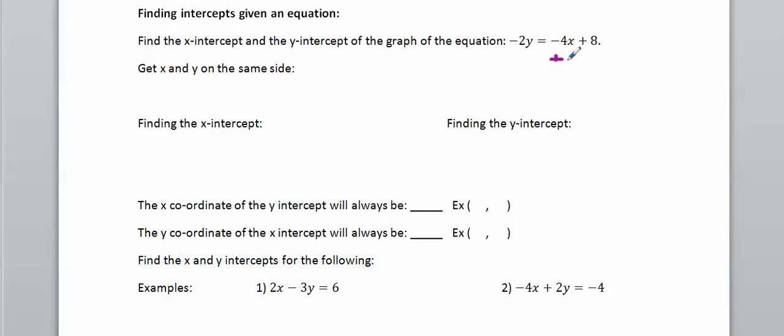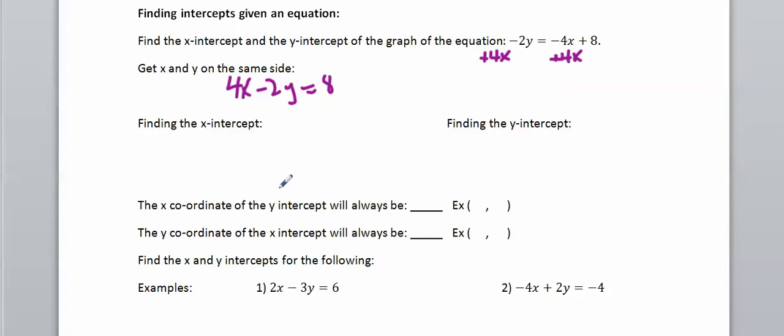If I'm getting rid of it on this side, I need to do the opposite. Since it's negative 4x, I'm going to add 4x over here. Remember, these are different variables. They're not like terms, so I cannot combine them. So when I rewrite this, it's 4x minus 2y equals 8.